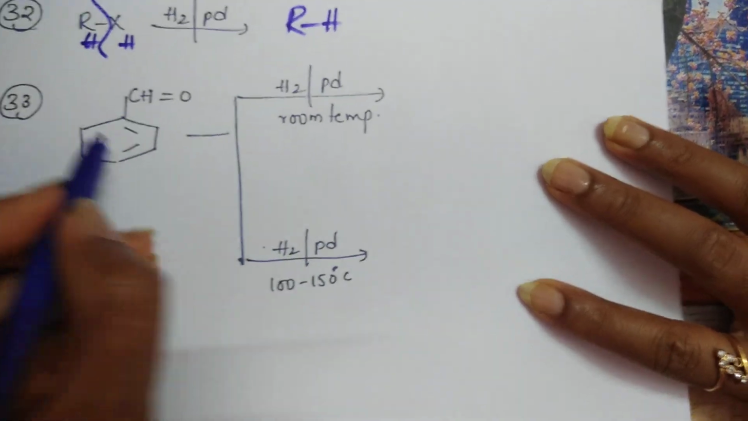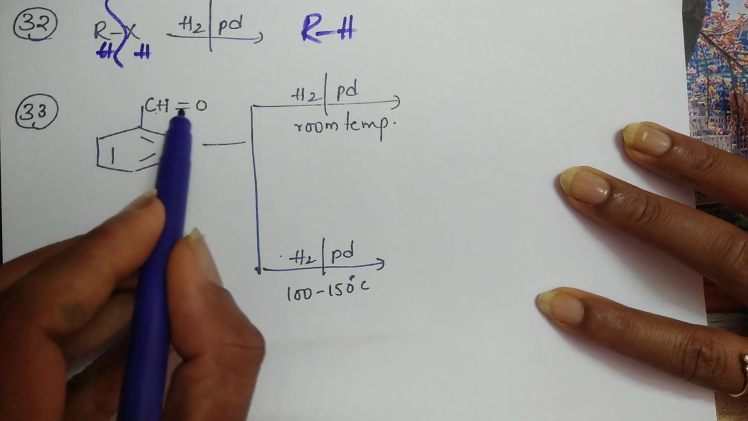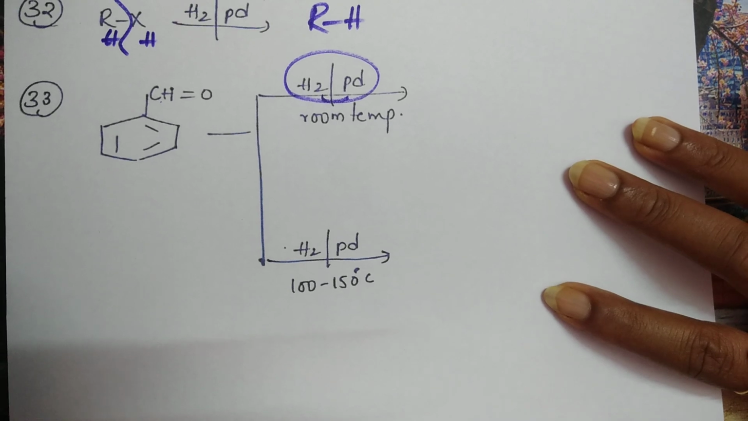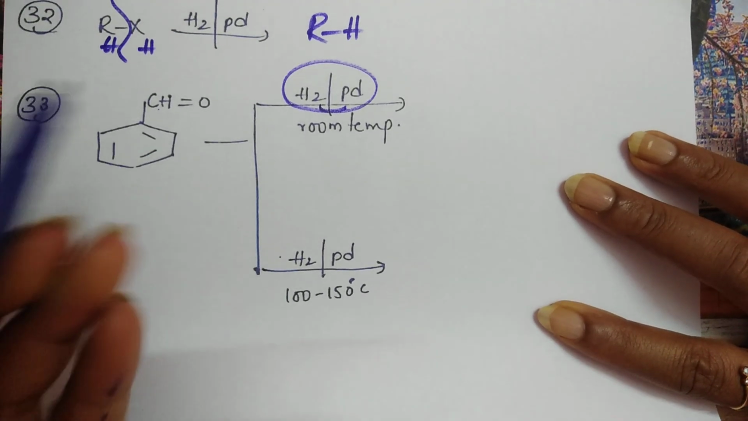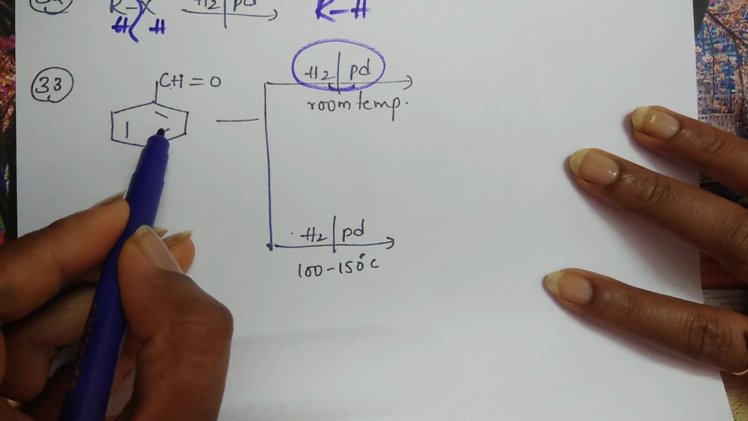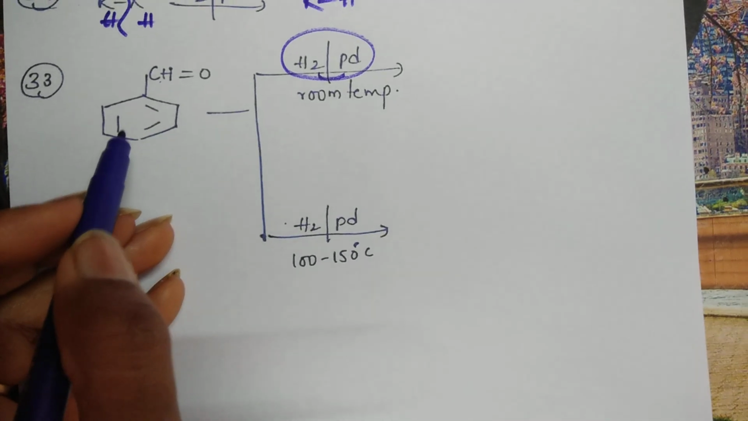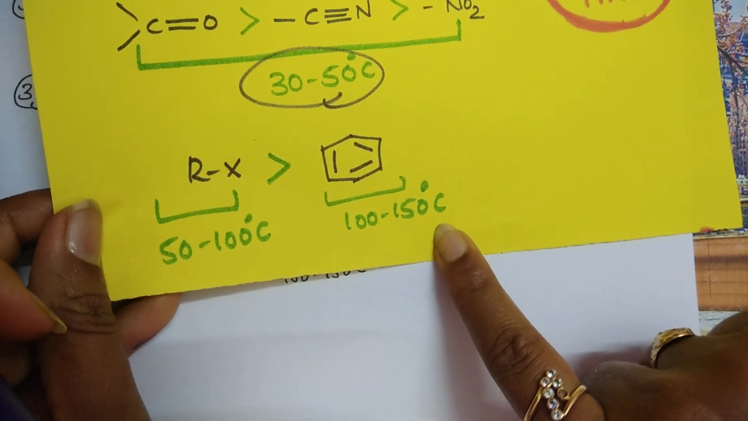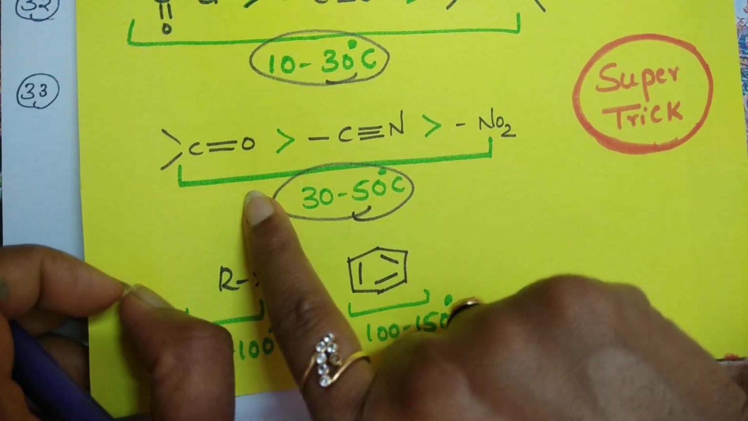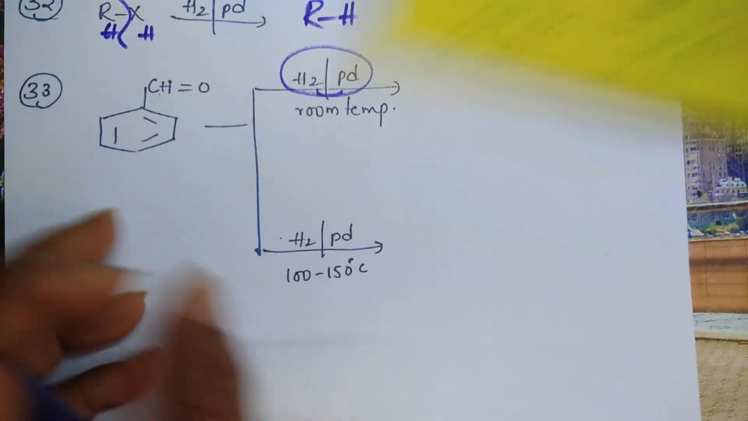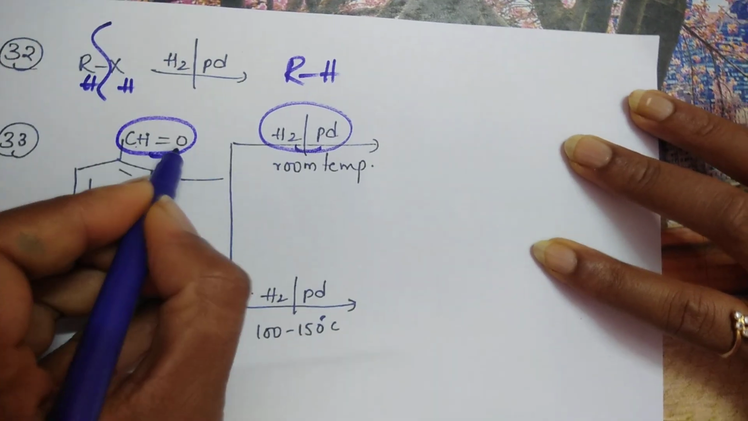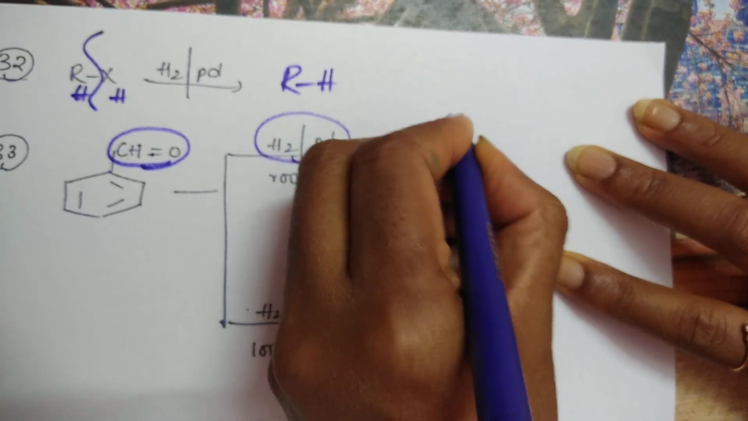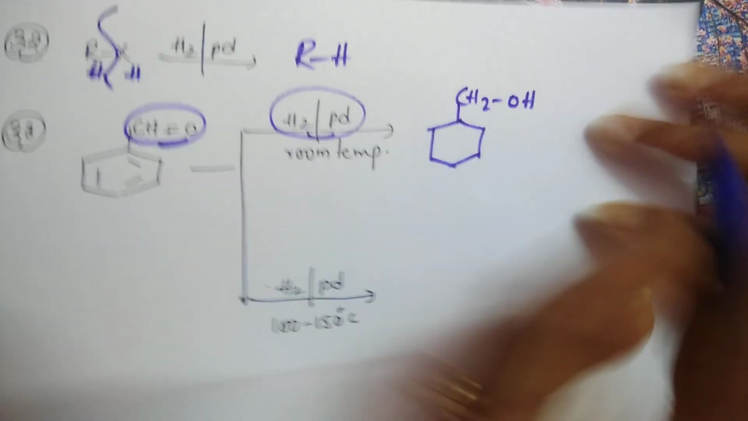See the next one. Benzene ring is there, CHO is there. If you put hydrogen over palladium at room temperature, then what happens? You have C double bond O and benzene ring also. Here the important thing you have to notice is that to reduce the benzene, 100 to 150 degrees Celsius is needed. But for C double bond O, just room temperature, 30, is enough. That's why at room temperature that will be reduced, break a bond, put HH, CH2OH. Following.